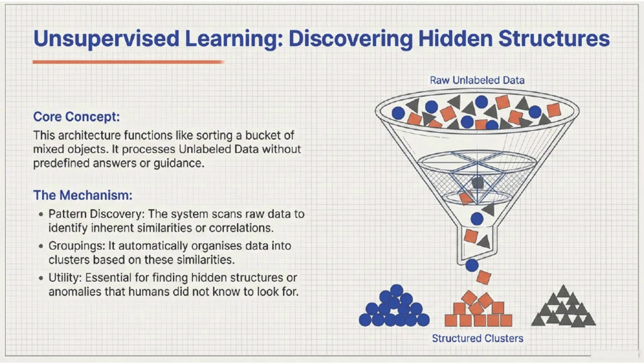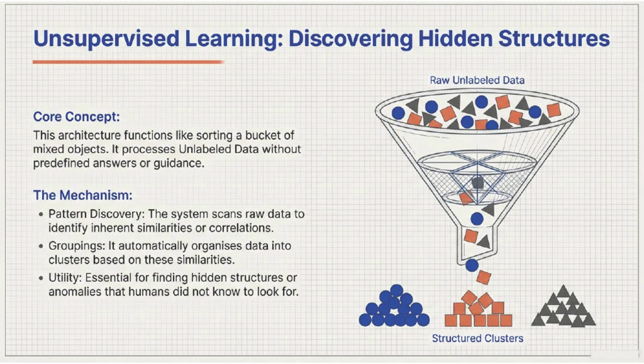I see. And the utility there, as the slide mentions, is finding hidden structures. Right. Humans are biased. We look for what we already know to look for. Unsupervised learning is so crucial because it can find anomalies or connections we didn't even know existed. Just because it's looking at the raw math. Precisely. Okay, so we have the student with flashcards and the sorter with the bucket. The third one, on page 6, feels completely different.